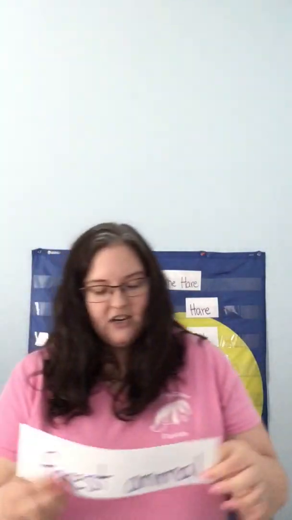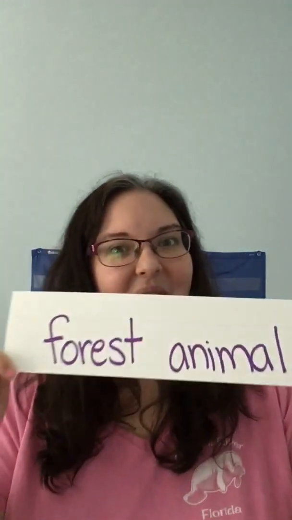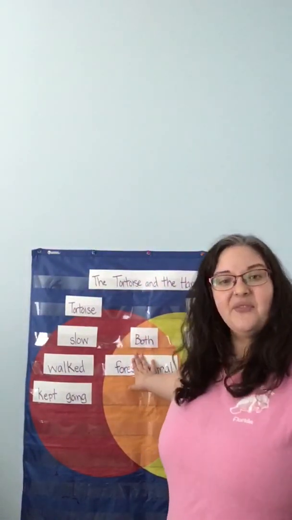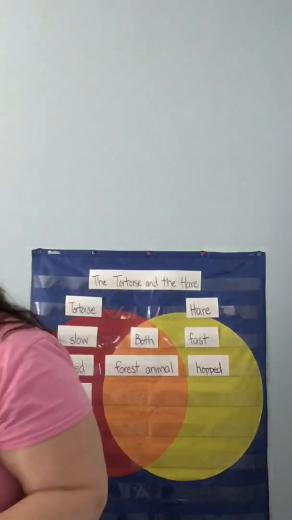This one might be kind of tricky. Which one is a forest animal, or that you could find in the woods? The tortoise, the hare, or both? If you said both, you're right. They're both found in the forest, aren't they? So we're going to put that in the orange one in the middle because that's how they're the same. They're both forest animals.